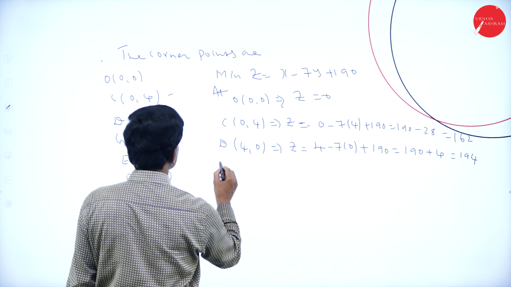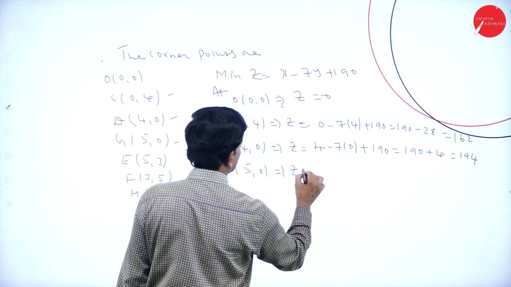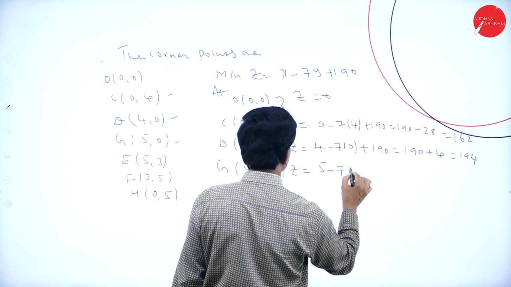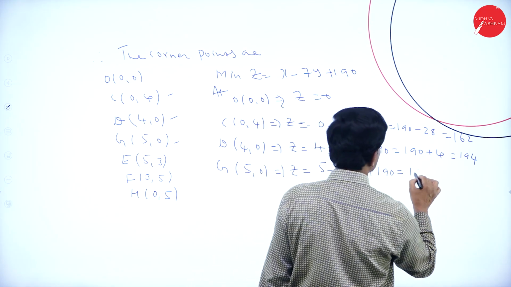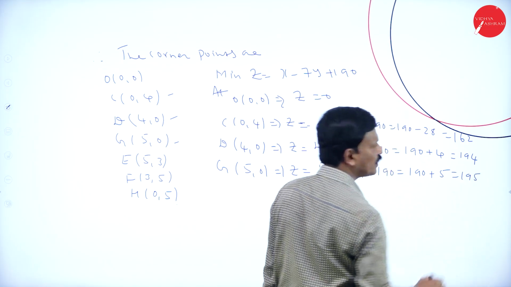At G. What is G? 5, 0. Z is equal to, x is 5 minus 7 into 0 plus 190. This is equal to 190 plus 5, which is equal to 195.